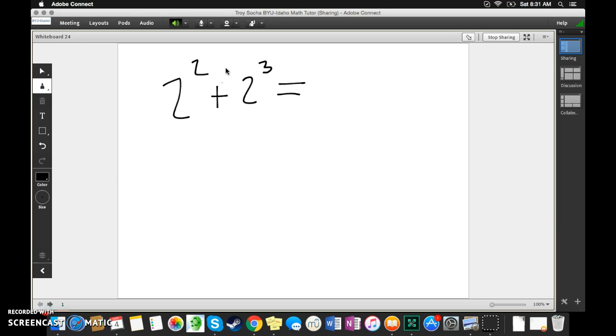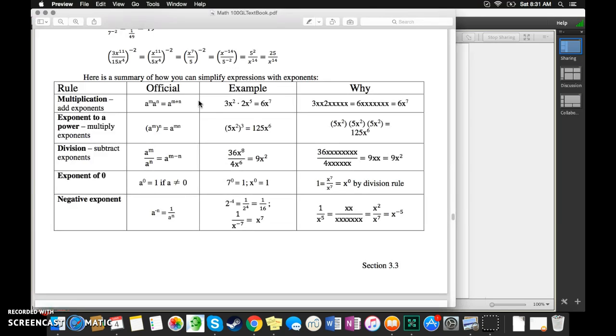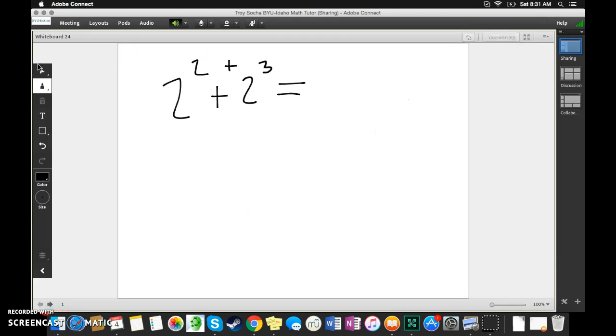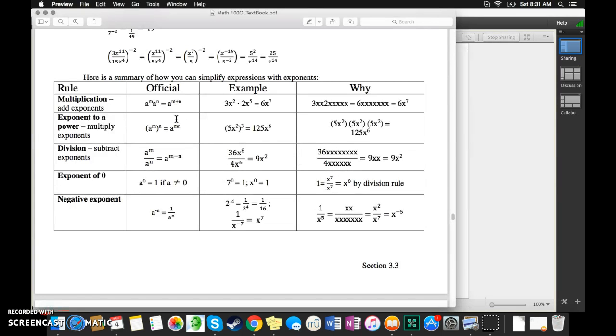But according to our rule, we add the exponents. If you look back at our rule here, it says a to the m times a to the n. Sorry, this needs to be a multiplication. All right, so we're going to multiply. That's what that dot means. We're going to do a to the m times a to the n.